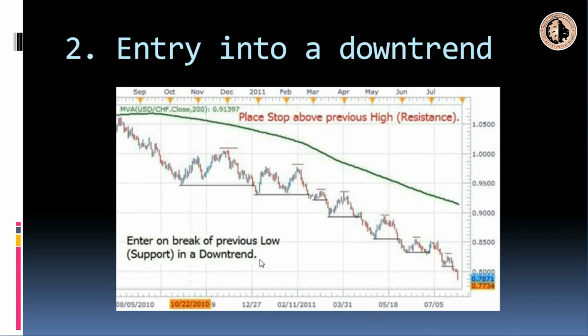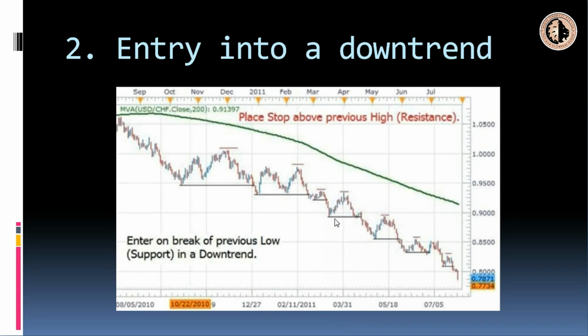We'll look at the second method of entry into a downtrend. Looking at the chart, you enter into this downtrend on a break of the previous low or the support in a downtrend. So this is a downtrend, and these are the support levels where the market has a psychological support level, or where you just find that it has changed or reversed direction. There was a support there before. Take for instance this point here: the market's trended down, then at some point it reversed direction and then started going lower again.